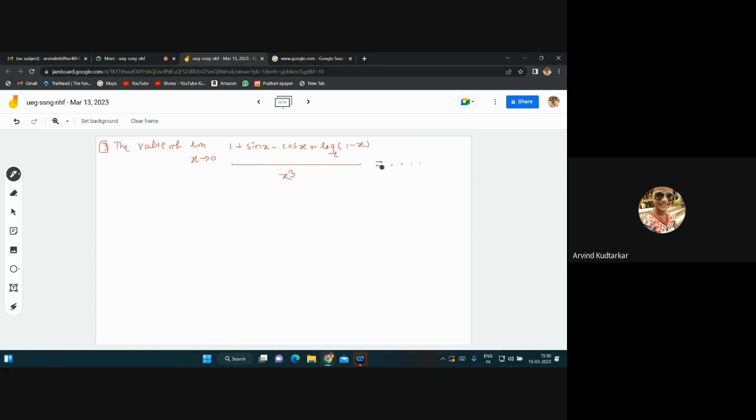So we can get their limit by two more methods. One is by L'Hospital rule and other is by expansion method. Sin x, cos x, log, these are the types of function. We can expand it in powers of x by using their Maclaurin's series या Maclaurin's expansion.